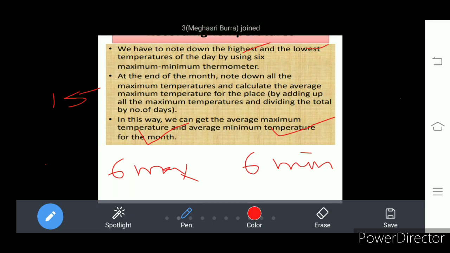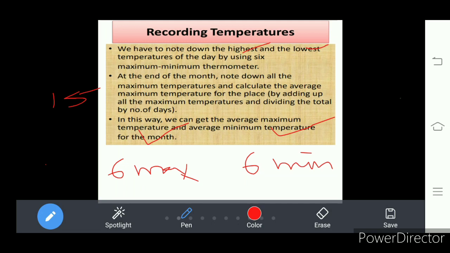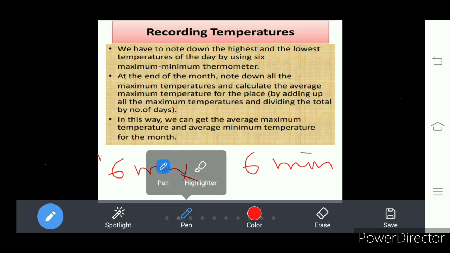Then you will get the total temperature recorded in 15 days, and that should be divided by 15 days. That means total temperature by number of days. Once again, I am writing here to understand very clearly. See here what we have to do.